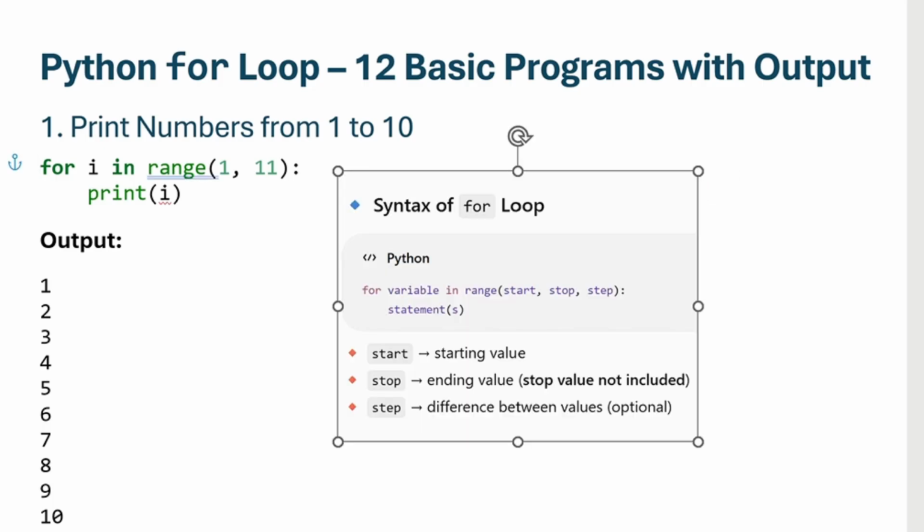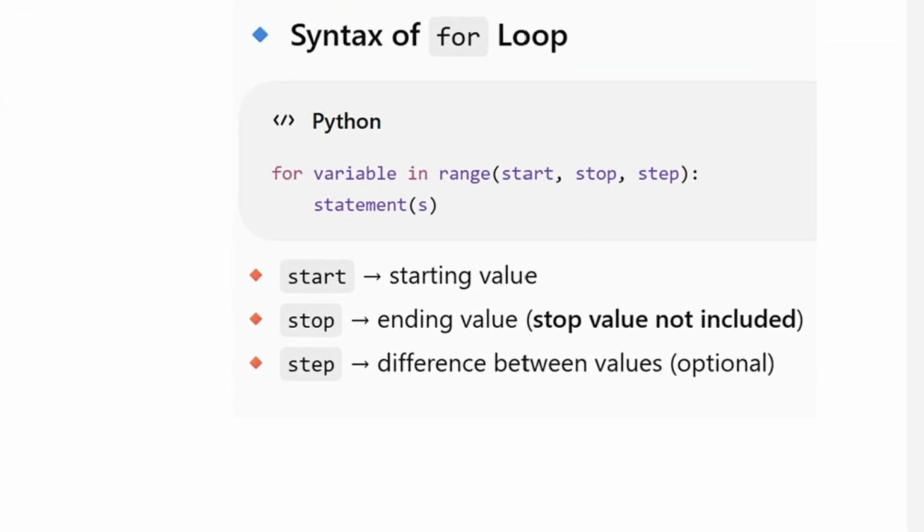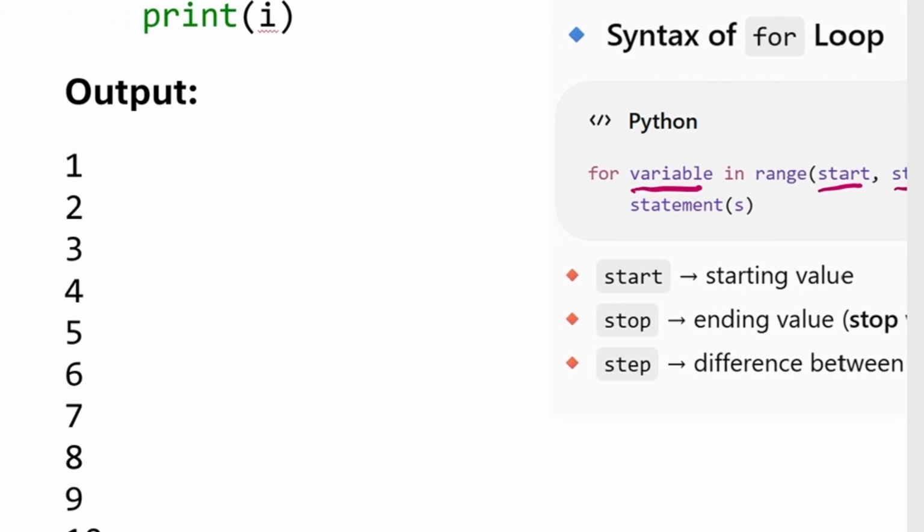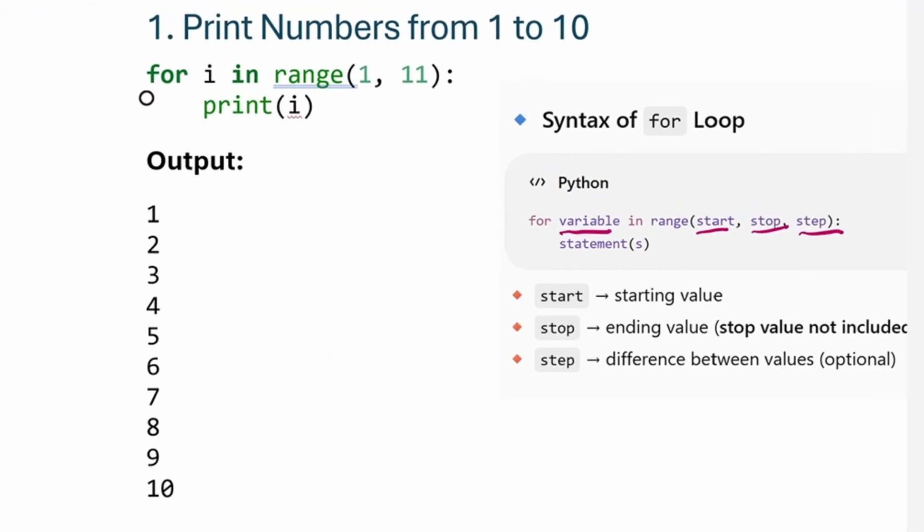The syntax of the for loop is: for variable in range(start value, stop value, step value). There are three values, then the statement. To print 1 to 10, we have to write for i in range, start value 1, stop value 11. There is no step value because in a for loop the step value is automatically 1.